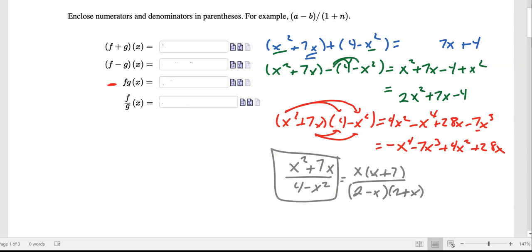Now when you type that into Mobius, make sure that you put the parentheses around the numerator and the denominator.